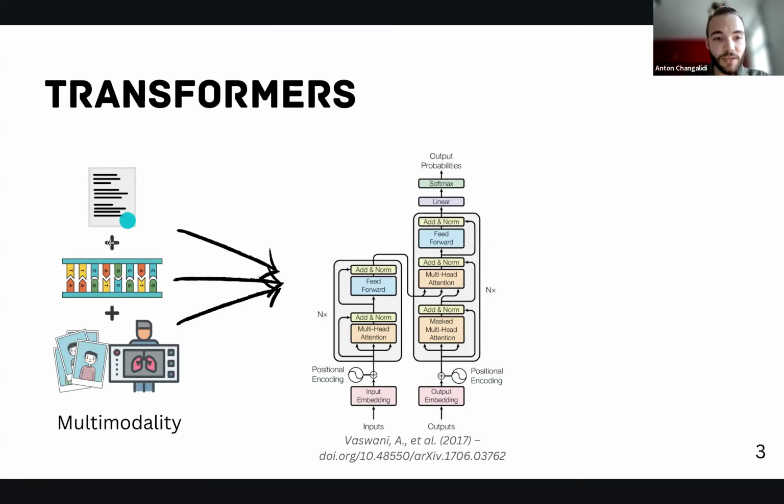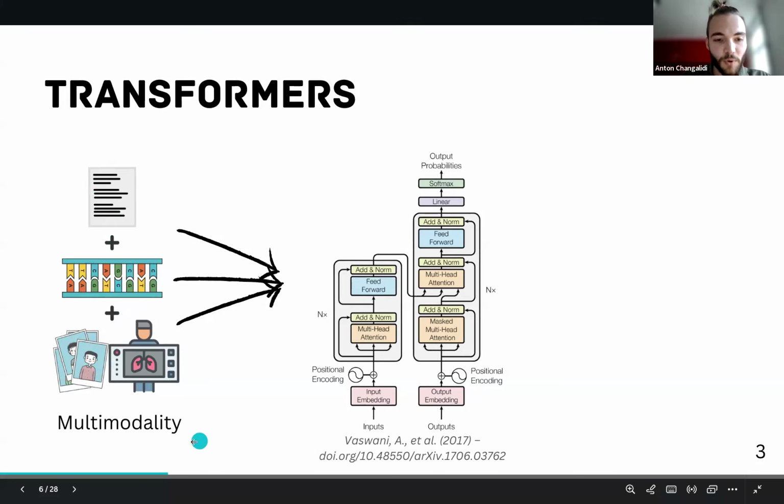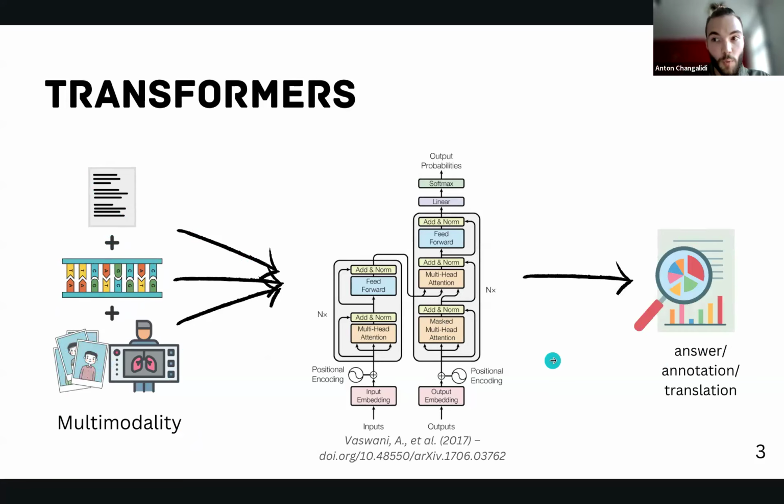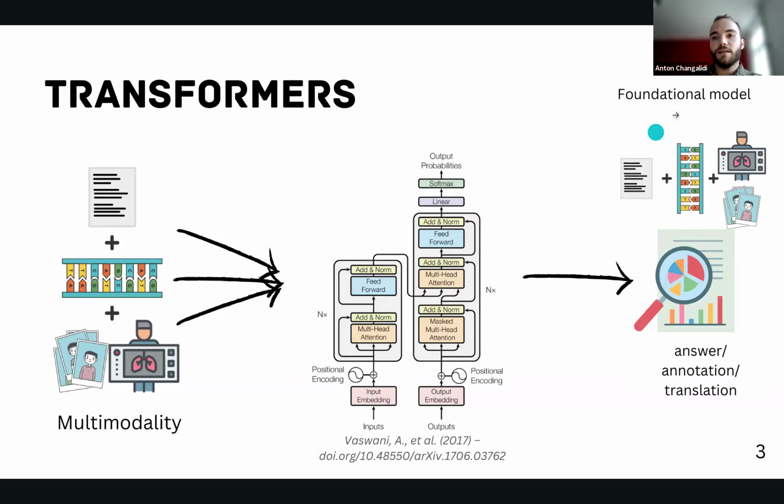And you can also input them all together. In this case, we call it multimodal models. And it can output anything also. It can be the answer to your question. It can be annotation of the text or of a genome, or it can be, for example, translation from one language to another. And the models can be trained for specific tasks, but they can also be trained for all types of tasks and output texts, images, and so on. In this case, these models are called foundational models.